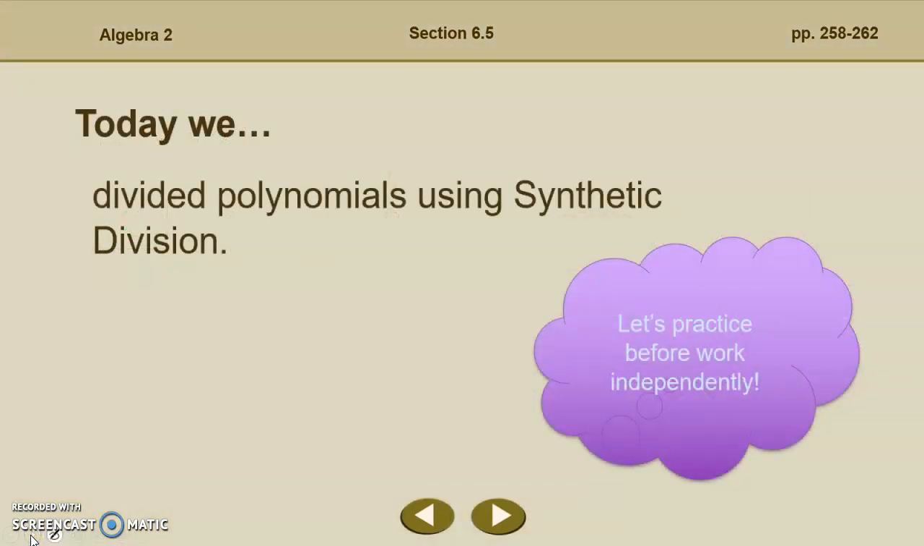All right, that's it, guys. Maybe a little less lengthy, a little less writing than when you're doing long division. You do need to know how to do both. Synthetic division, remember, only works when you're dividing by a binomial in the form of x minus a. If you're dividing a polynomial by something longer than a binomial, you're going to have to use long division. So you do need to know how to use both. But today we divided polynomials using synthetic division. If you guys have any questions, make sure you ask me next class.